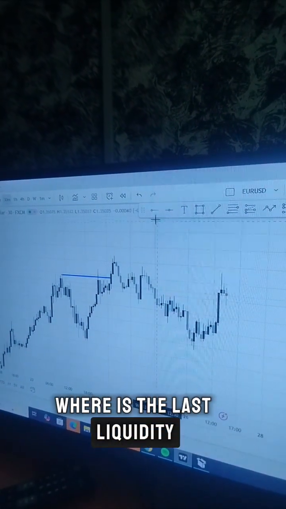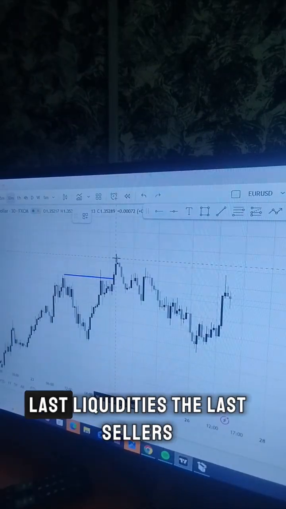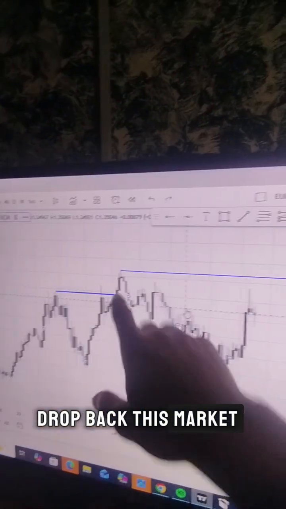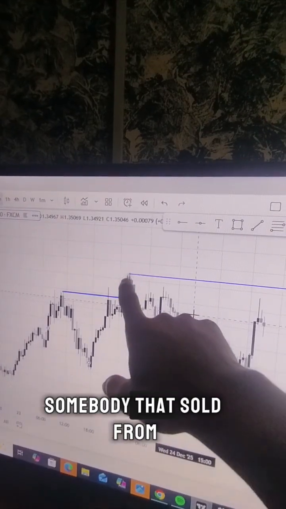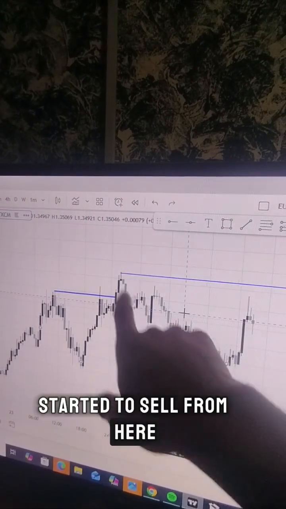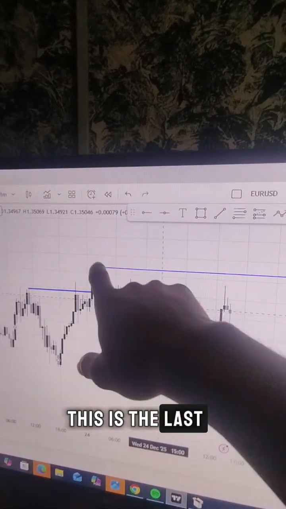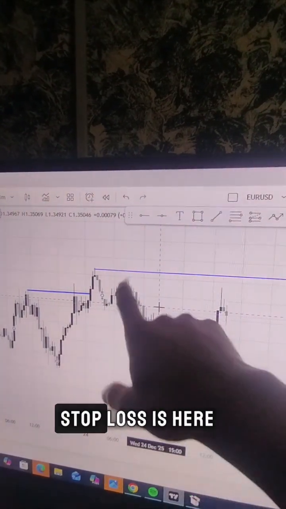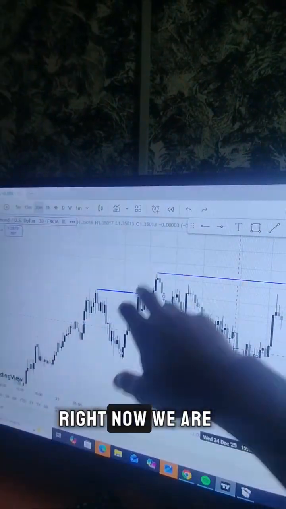Where is the last liquidity? That is where the last liquidity is, the last sellers. These people that sold this market, this is where their stop loss is. Somebody that started to sell from here, stop loss is here. This person that sold, stop loss is here. This is the very last stop loss. That's the liquidity level. Right now we are done with that.